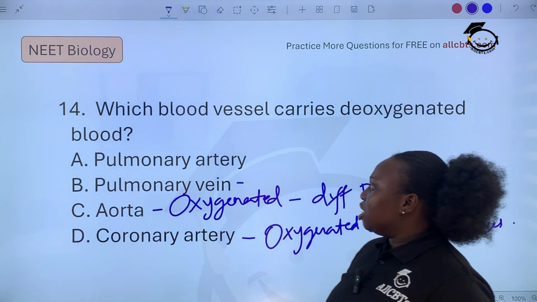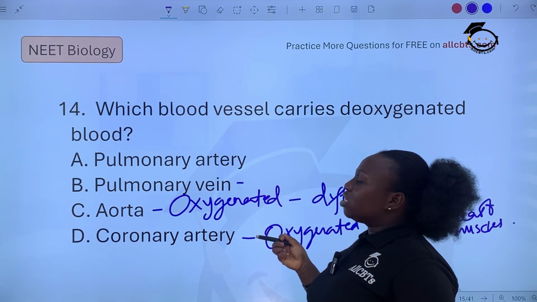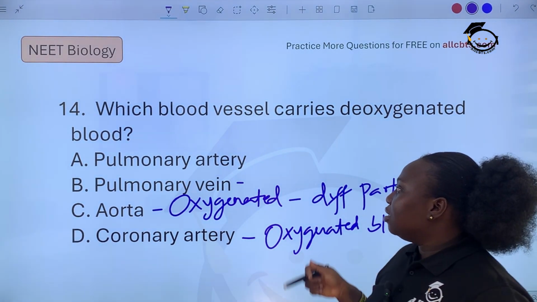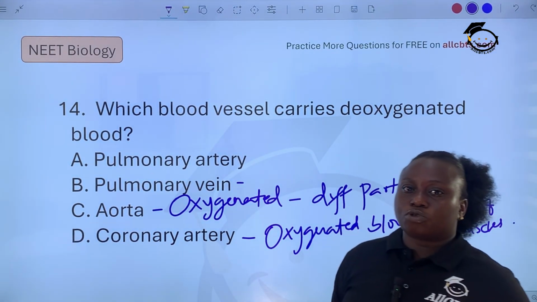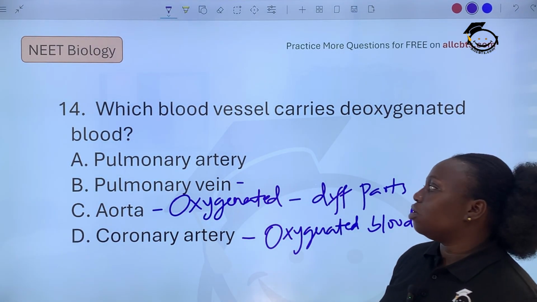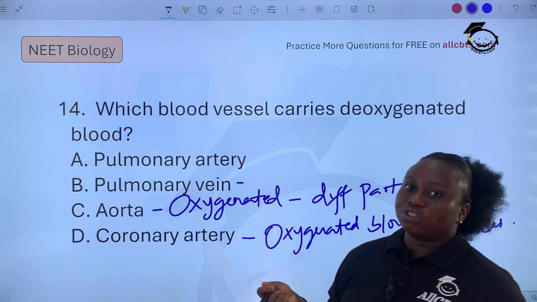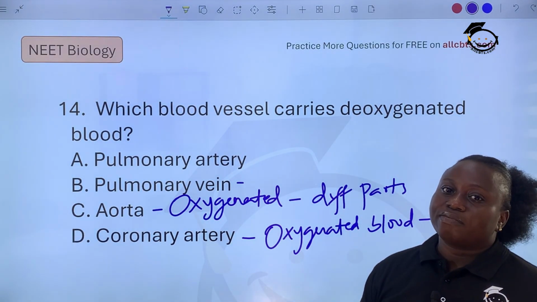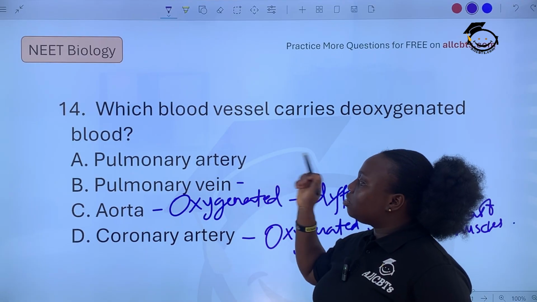And why is that? Because this pulmonary artery will take deoxygenated blood into the lungs. Don't forget that the artery is meant to carry blood to something. But at the point at which this pulmonary artery is carrying that blood, it does not yet have oxygen. So that is the reason why it is the only artery that carries deoxygenated blood.